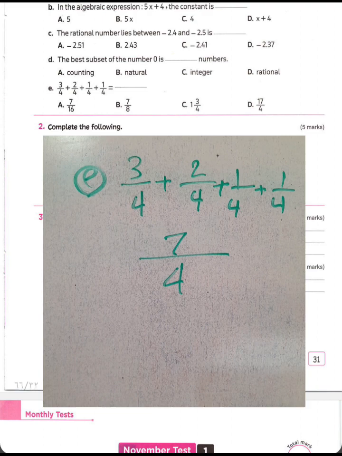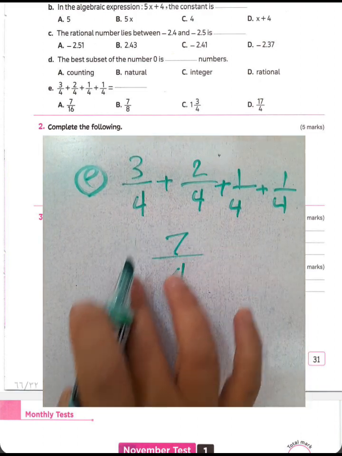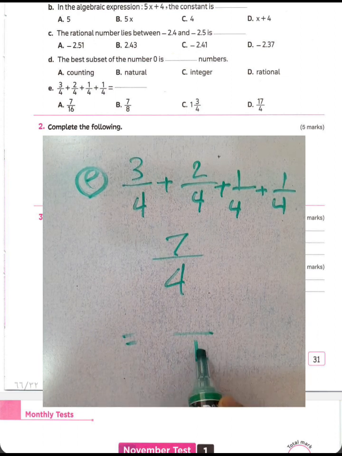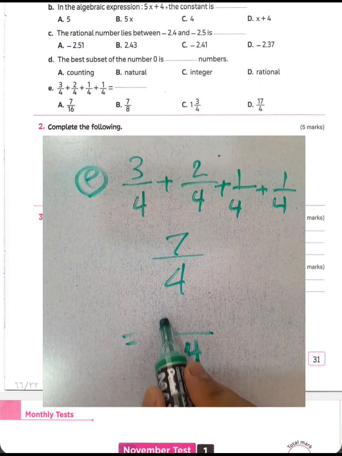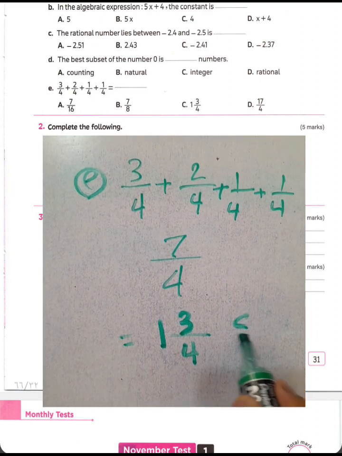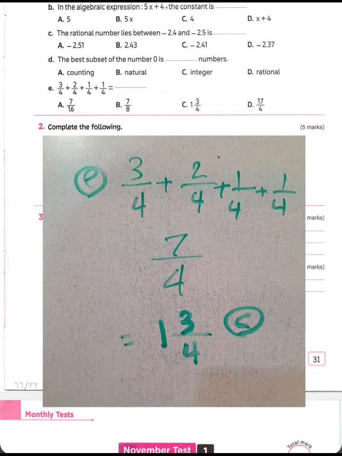Okay, where is 7 over 4? We must convert this number because it's improper. Convert from improper fraction to mixed number. Write 4 in the denominator, and 7 divided by 4 equals 1 with remainder 3. Then the result here will be letter C about question letter E.